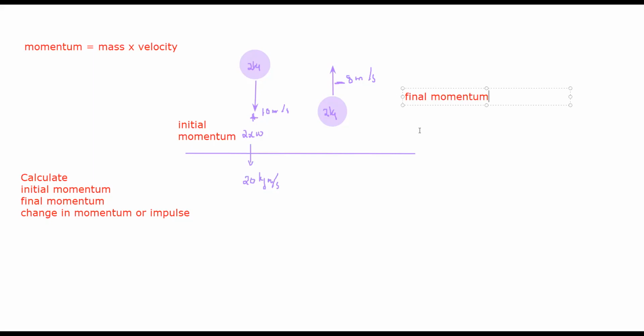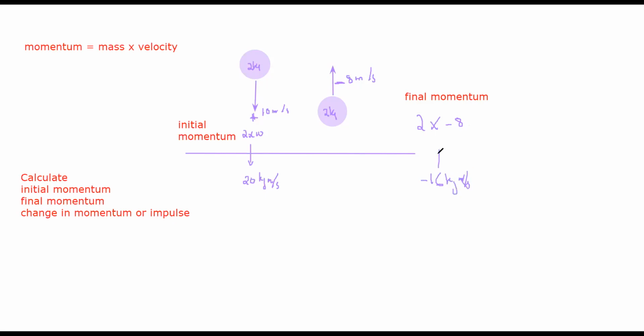So what is the final momentum? It's also a product of mass and velocity. So mass is 2, but I will not substitute 8. I will substitute minus 8. Why do I substitute minus 8? Because the direction is changing. So if downward I took as positive, the upward should be negative. So 8 multiplied by 2 is 16, but we will get minus 16 kilogram meter per second.